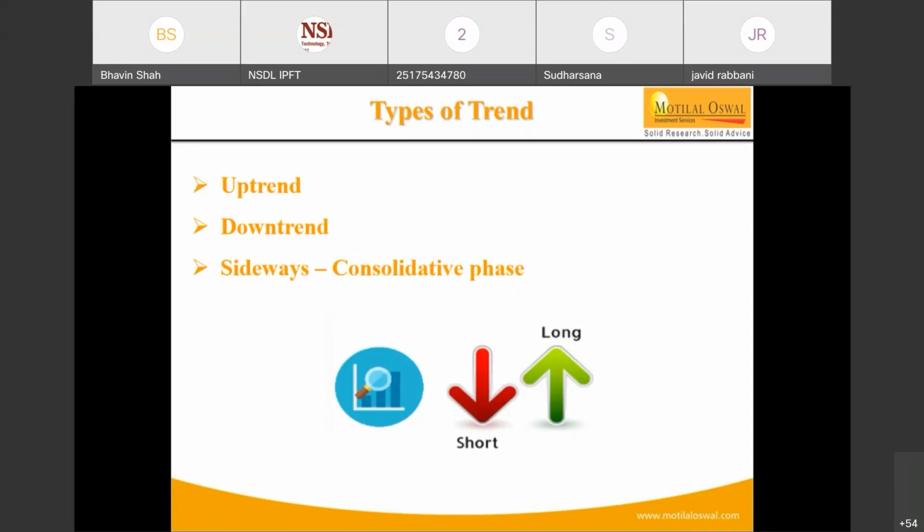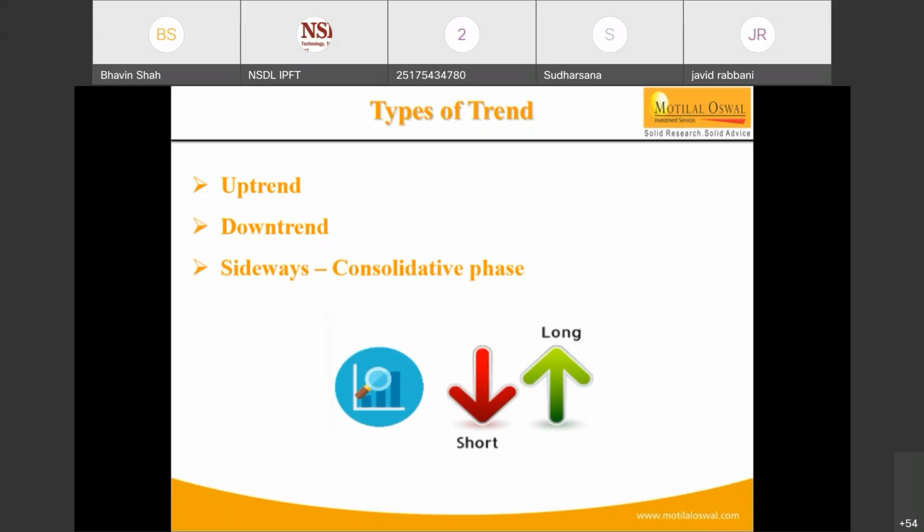Now there are three types of trends that I've discussed. One is the uptrend. What we usually do is when the stock moves up, we try to find shorting opportunities. But ideally, what we should be doing is when there is an uptrend, we should be holding on to the long positions and we should ride the uptrend and exit with a handsome profit.